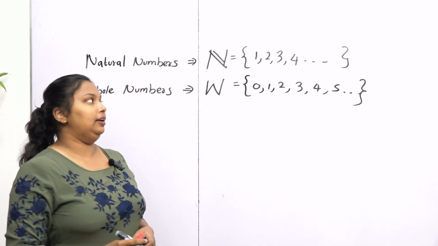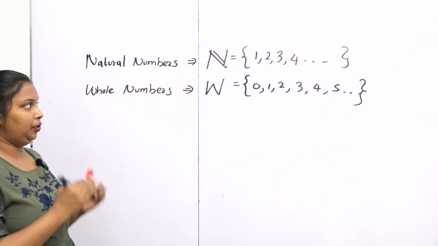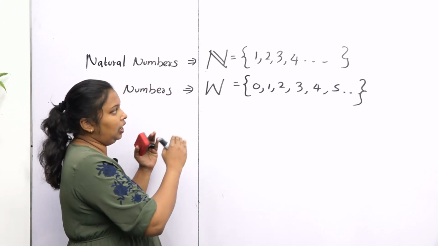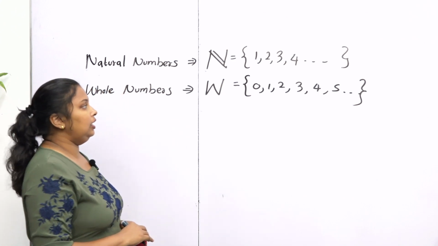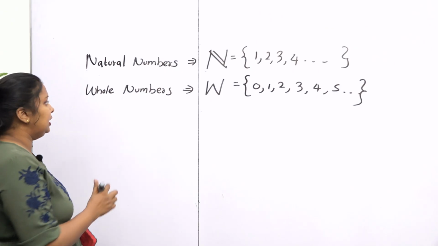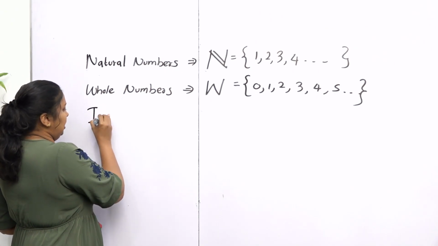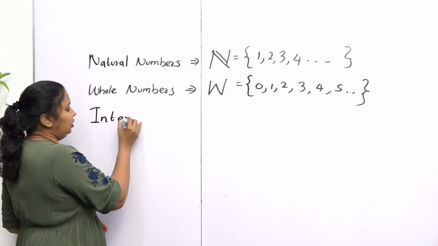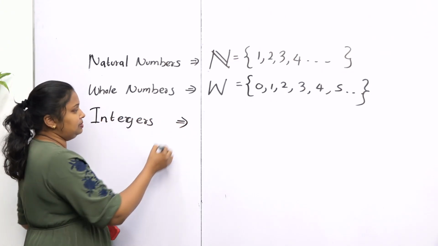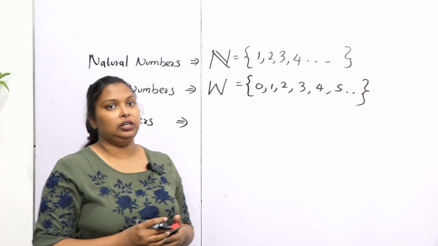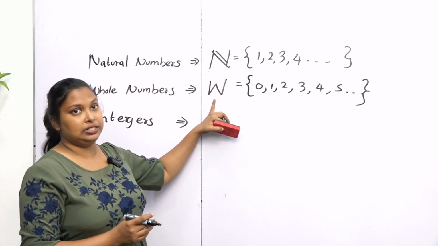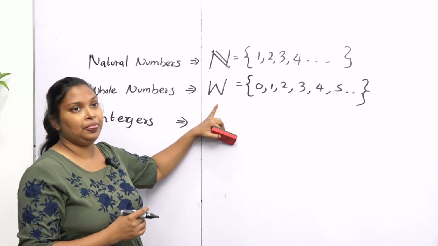Clear? So like this we are going to learn different kinds of numbers here. And the next number set is the integer set. I hope that you are familiar with all these terms. Definitely you are familiar with all these terms. Sometimes you may have doubts. And also you may not know these symbols. We actually use these symbols hereafter. Clear?